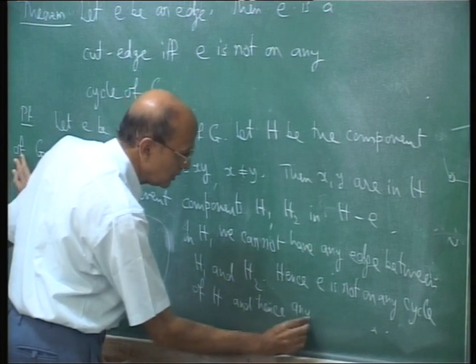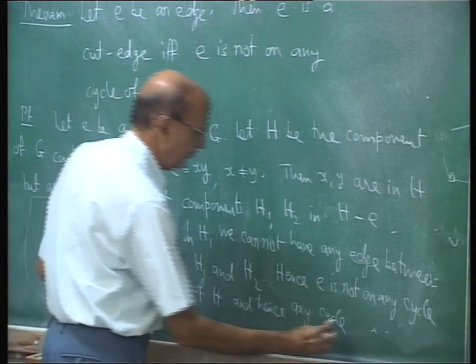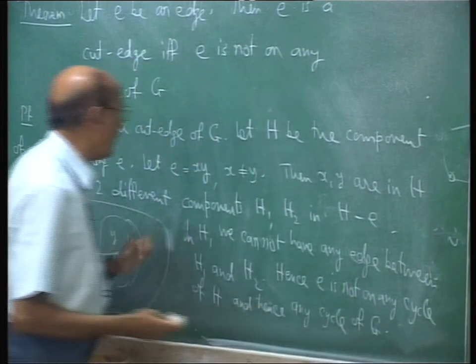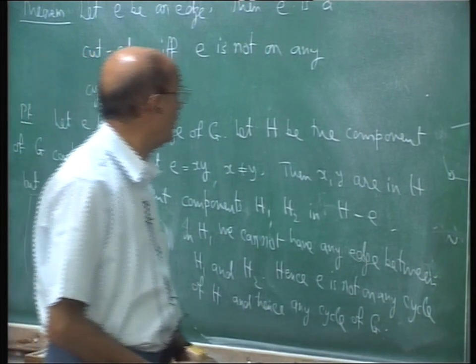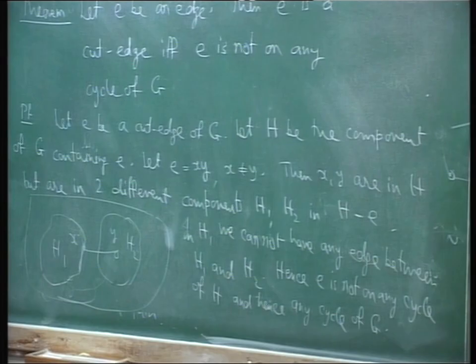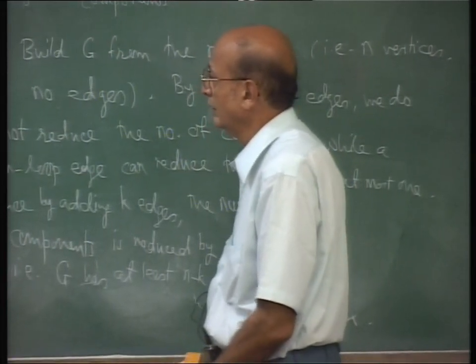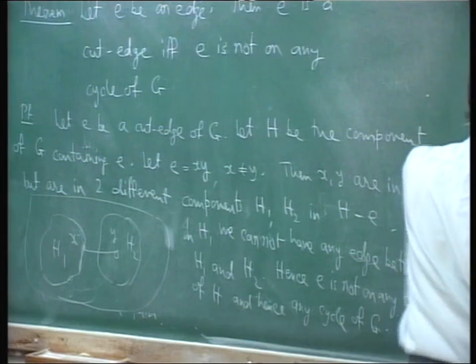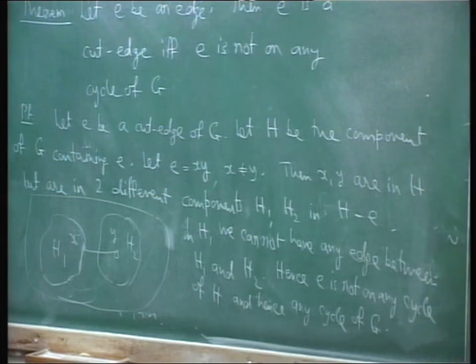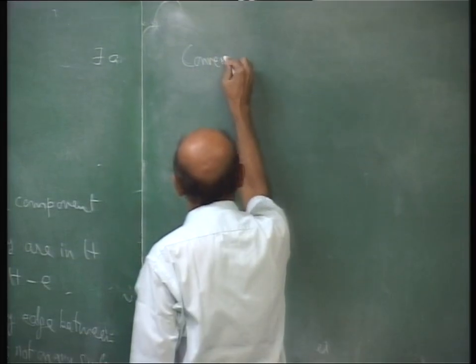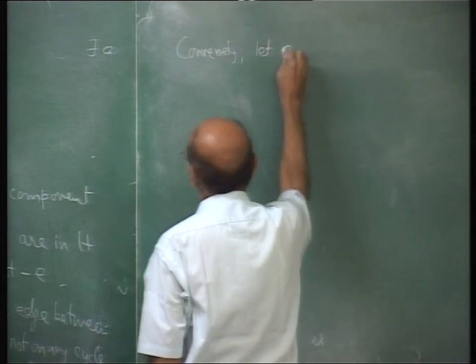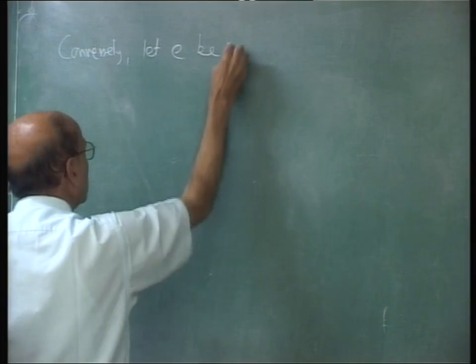Any cycle of G. What do I have to prove? Conversely, if E is not on any cycle, then it is a cut edge. E not on any cycle.